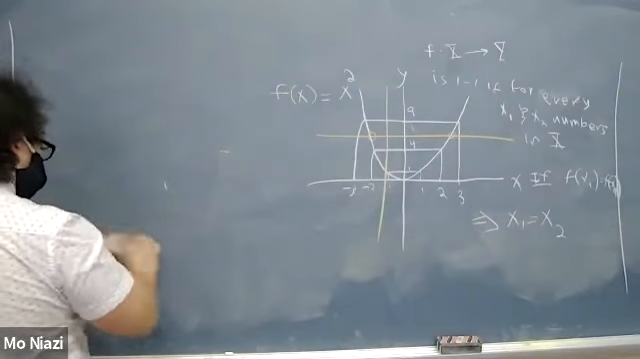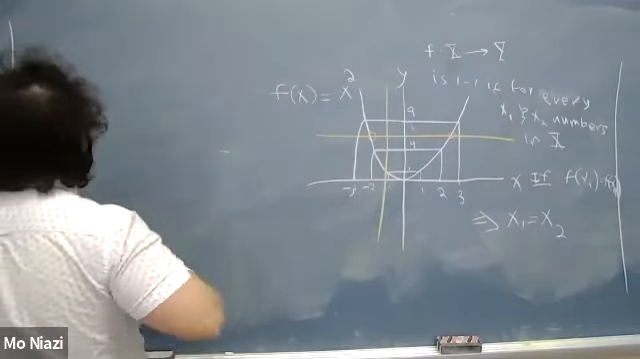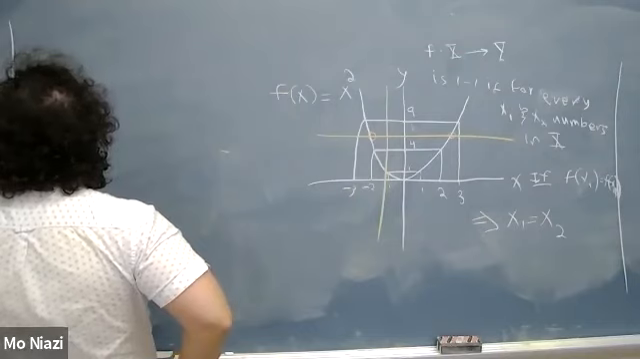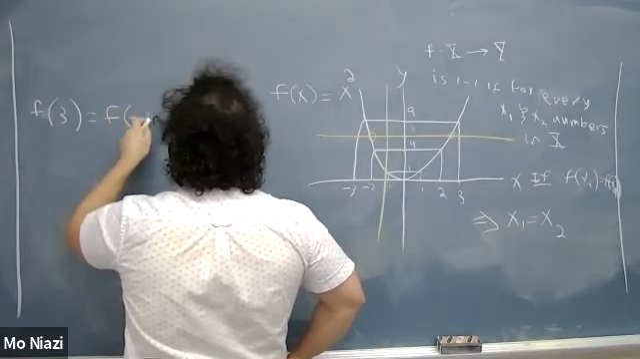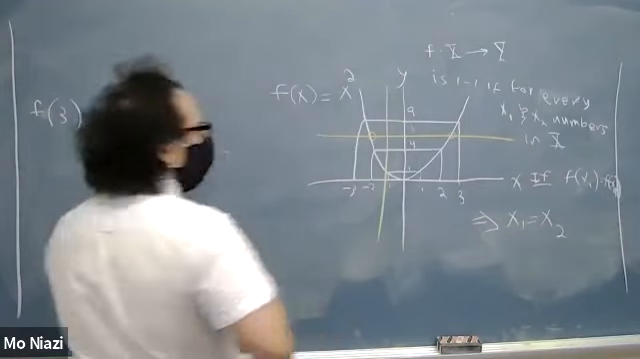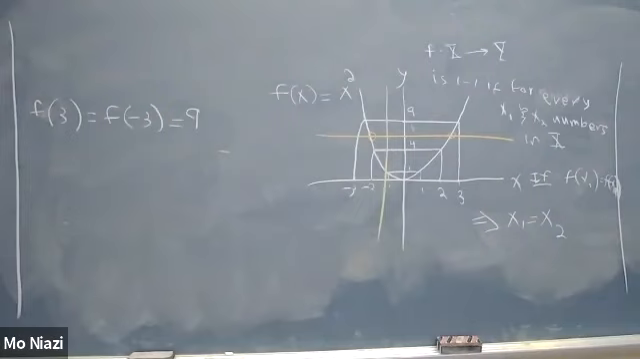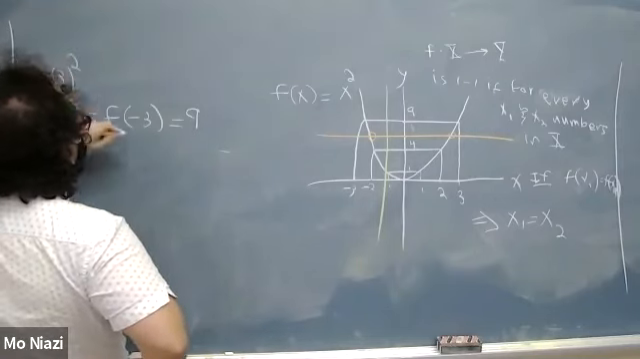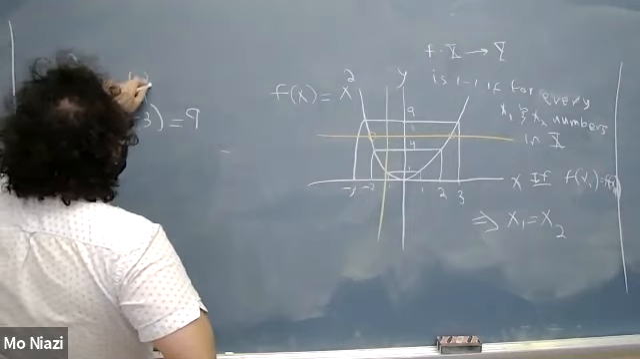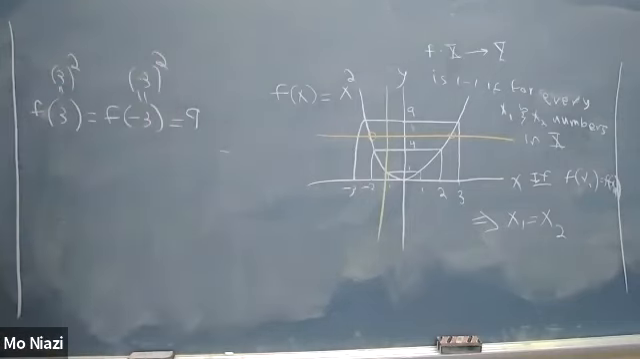So notice, we notice that let's say f of 3 equals f of negative 3, does it not? Because they both equal 9. Is that not so? Can we agree on the fact that f of 3 and f of negative 3 both equal 9? That's because this is equal to positive 3 squared, and that's because this is equal to negative 3 squared. So they both equal 9.